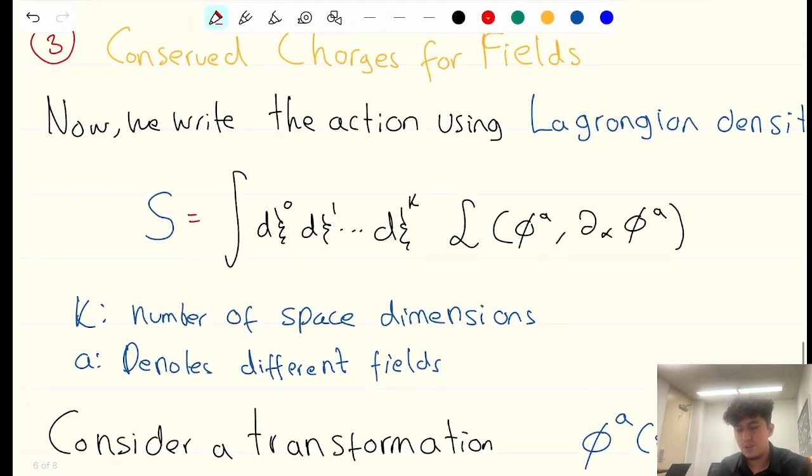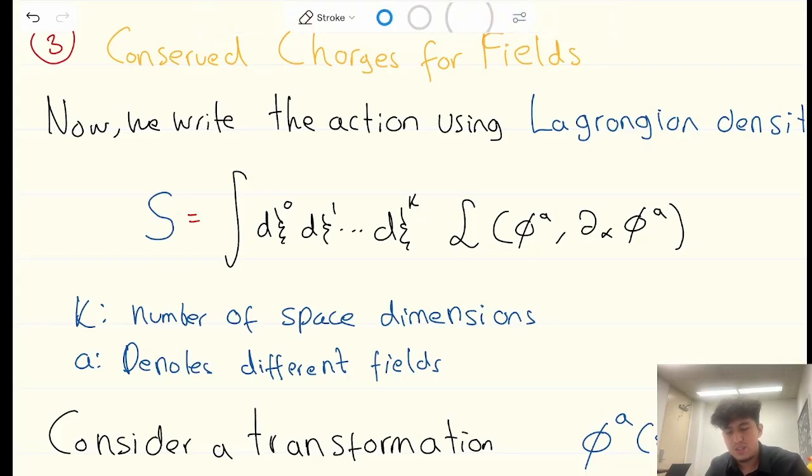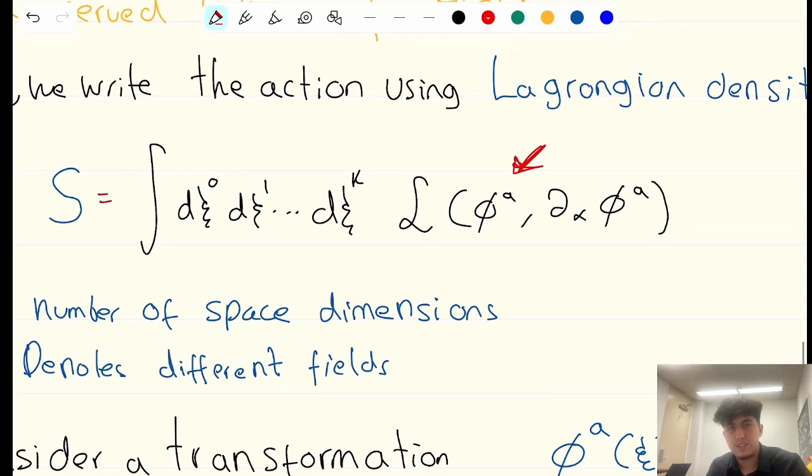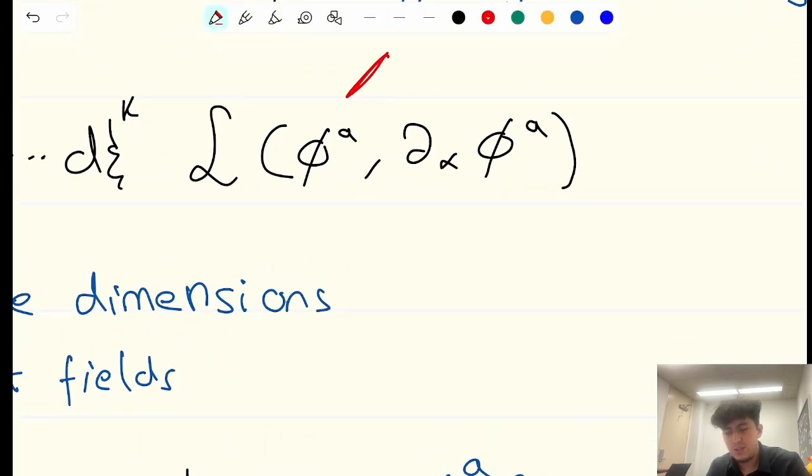So consider, we already did this before. We have an action, but now we have a Lagrangian density, so we're integrating over time and also over all the spatial components. And A here is going to denote different fields. So this Lagrangian can depend either on the fields or the derivatives of the fields.